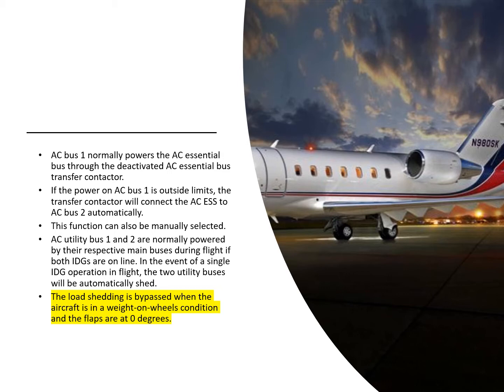AC utility bus 1 and 2 are normally powered by their respective main buses during flight if both IDGs are online. In the event of a single IDG operation in flight, the two utility buses will be automatically shed. Load shedding, though, is bypassed when the aircraft is in a weight on wheels condition and the flaps are at 0. So on the ground, normally you'd only have, say, ground power on, or maybe the APU on. In that situation, you will have power on the utility buses, provided the flaps are at 0.